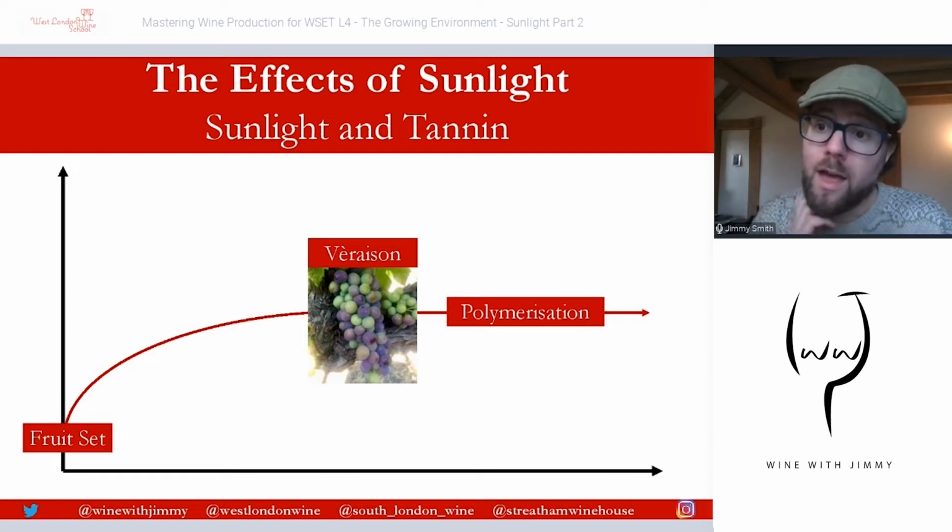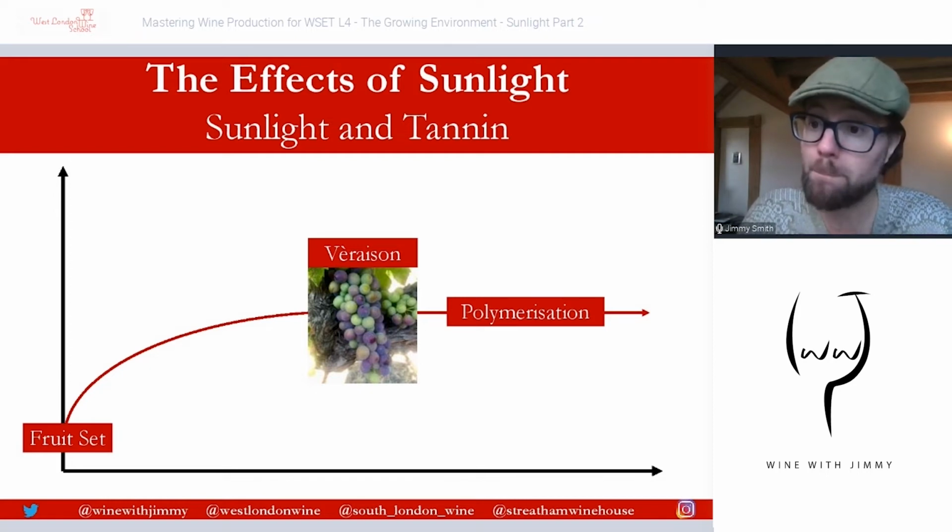So if there is less sunlight available during this stage, which of course is post-veraison, but you've had plenty of sunlight available during summer pre-veraison, then you'll have a very poor development, a very poor polymerization of the tannin, which causes, of course, more astringent and what we would call bitter tannins to be found within the wine. So it is important that the season is there to polymerize those tannins after veraison.